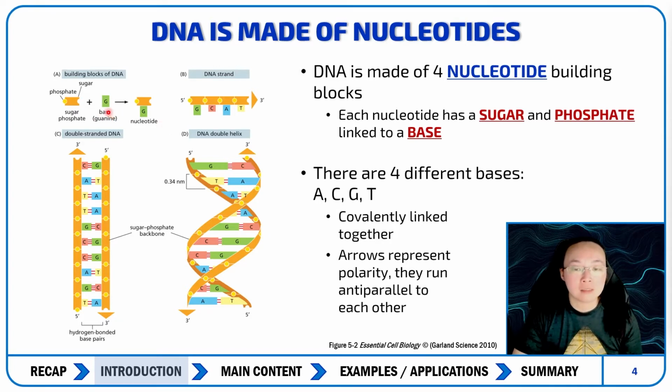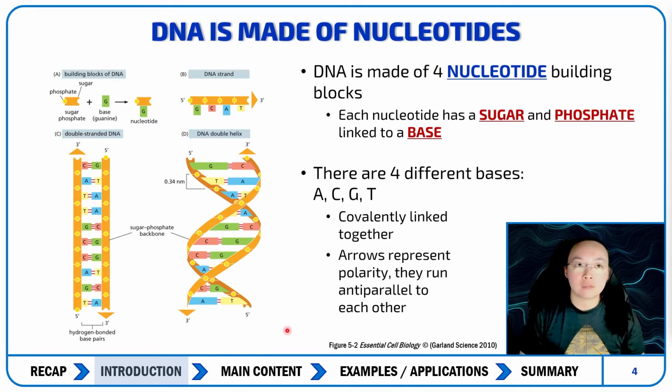It's this base that gives each nucleotide its unique feature and a unique name. Because there are 4 bases, there are only 4 different types of nucleotides. So we simply call them the 4 bases A, C, G, and T. They are covalently linked together, and the arrows point in the direction that they run, and they are anti-parallel to one another, forming a double helical structure. So that's the high-level overview of what DNA is made of.